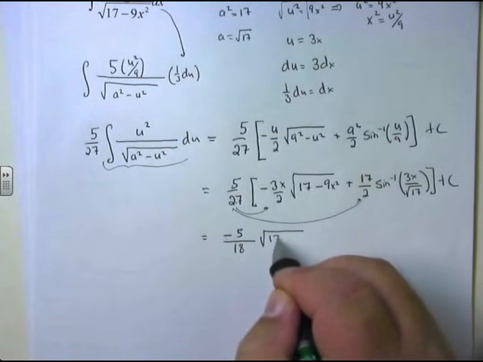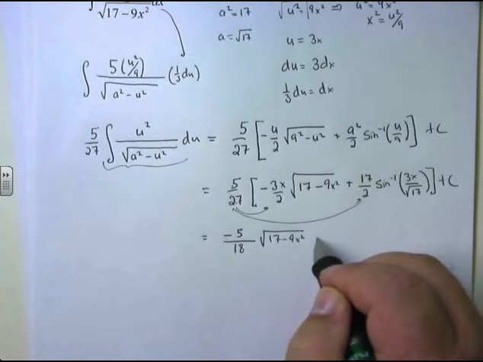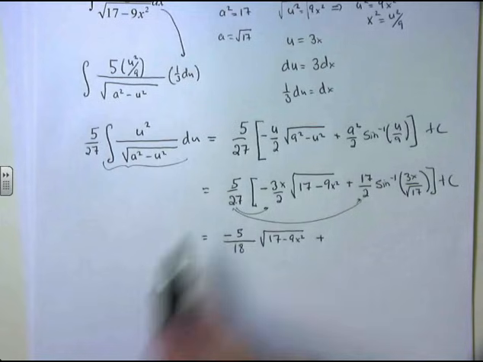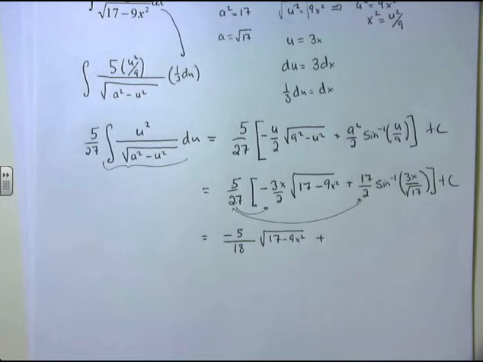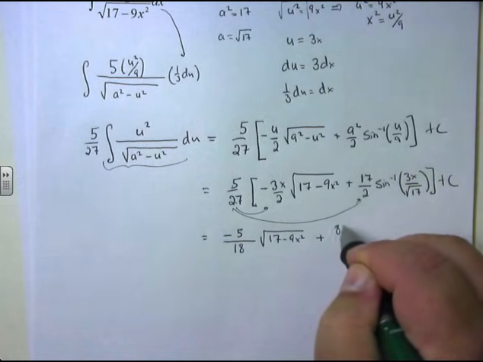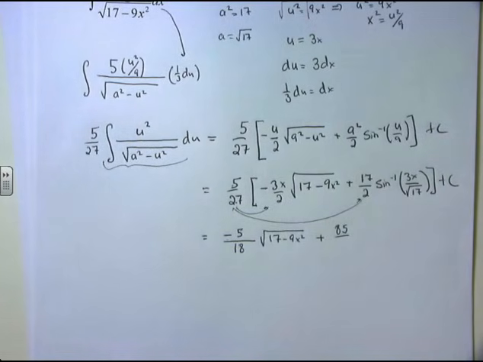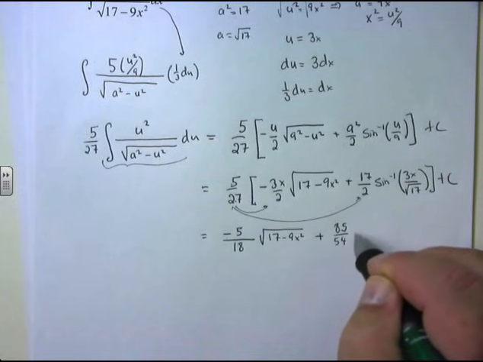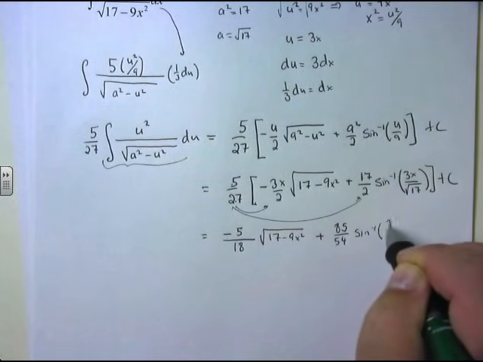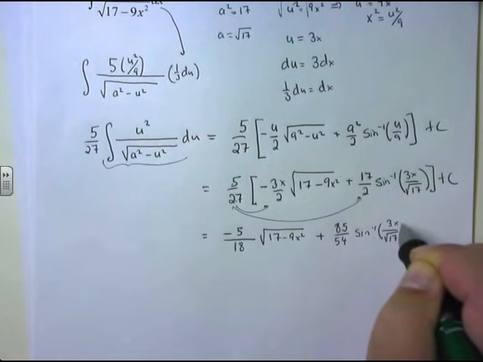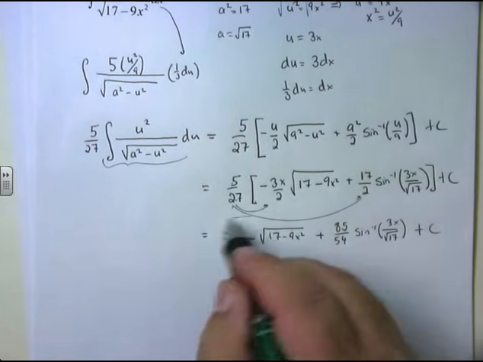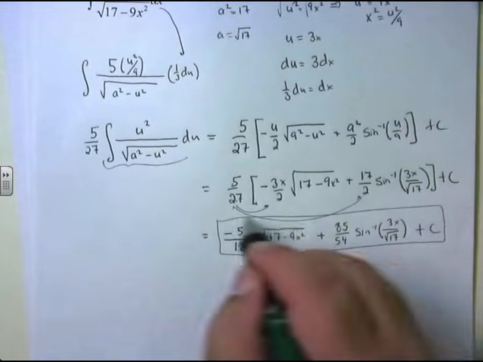Times the square root of 17 minus 9x squared plus, all right, and then we have 5 times 17. Grab the calculator here, because I don't think any of this reduces. So 5 times 17 is 85, over 27 times 2, which is 54, times the sine inverse of 3x divided by the square root of 17 plus c, and here is your solution.